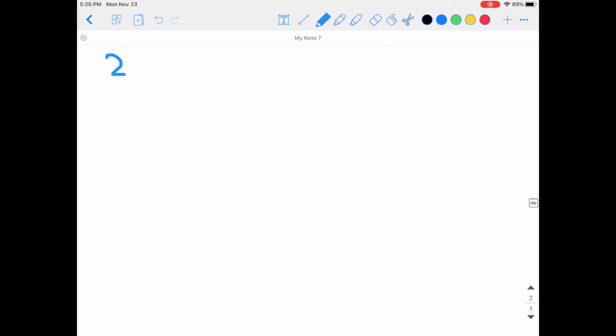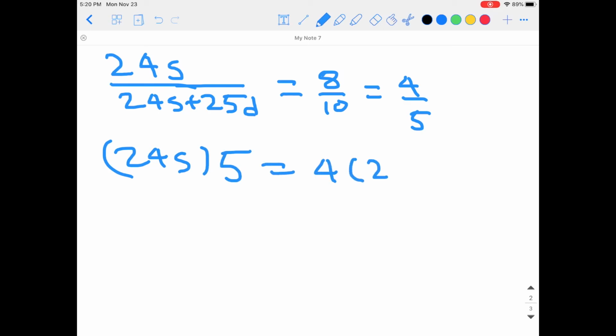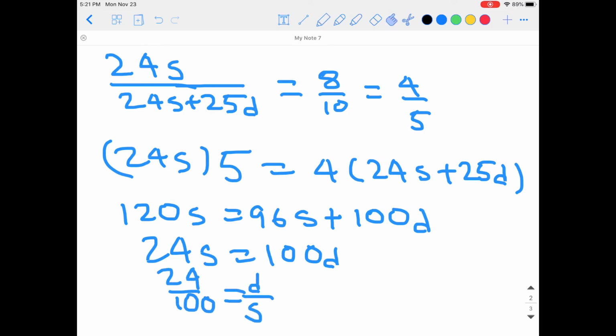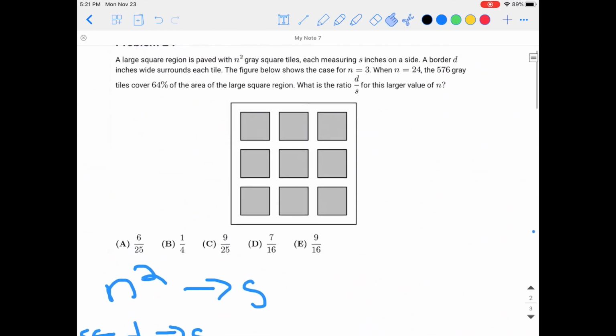What we can do here is take the square root of both sides. So we know 24s over 24s plus 25d is equal to 8 over 10 or 4 over 5. Cross multiplying, we know that 24s times 5 is equal to 4 times 24s plus 25d. Expanding, we get that 120s is equal to 96s plus 100d. Isolating s's and d's on separate sides of the equation, we get that 24s is equal to 100d. Therefore, d over s is equal to 24 over 100, which is equal to 6 over 25, which is our answer, or A is our answer.